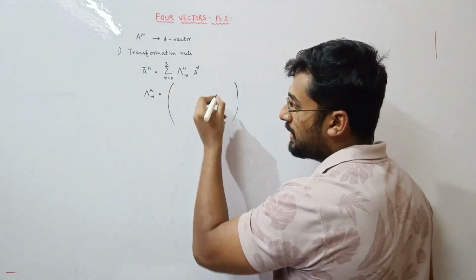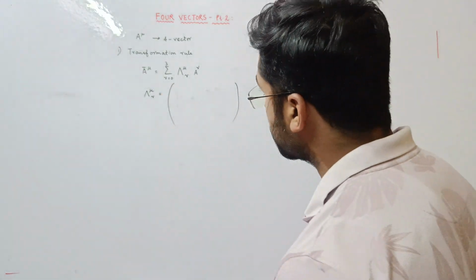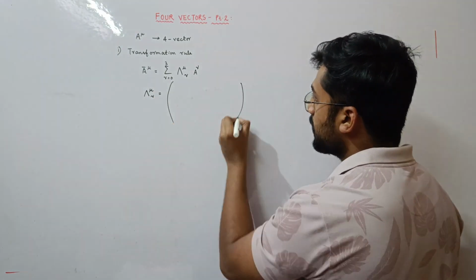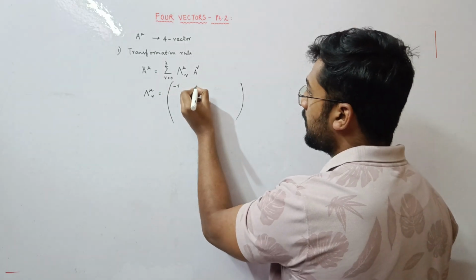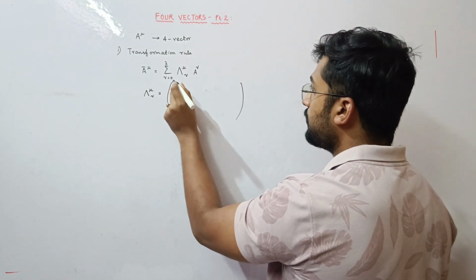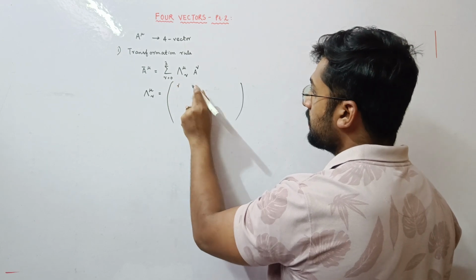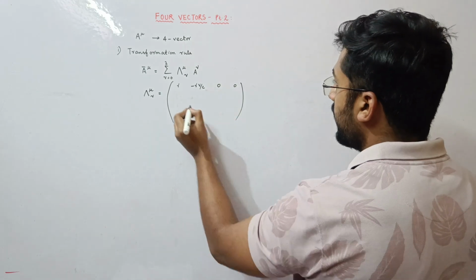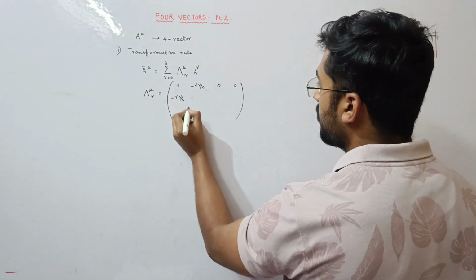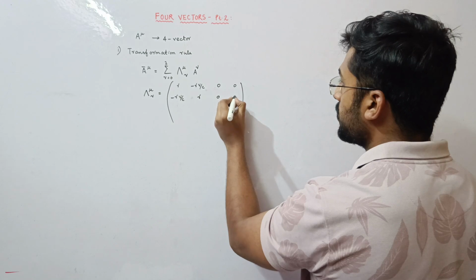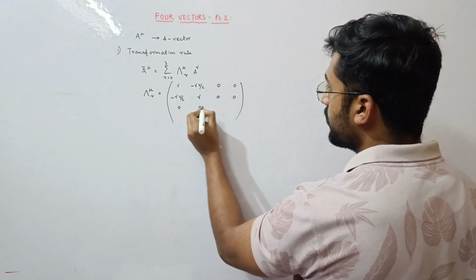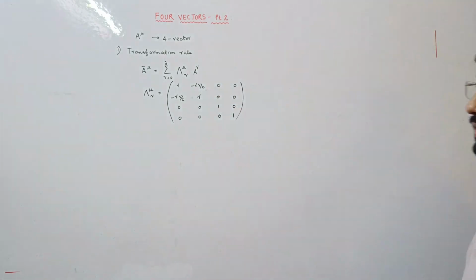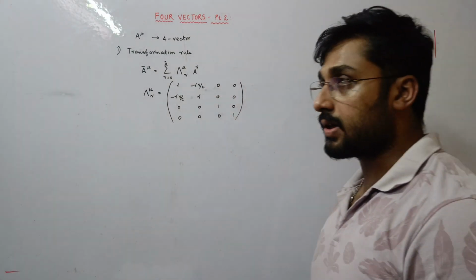It is basically a 4 cross 4 matrix. So it can be written as: the first row will be gamma, minus gamma V upon C, 0, 0; then the second row minus gamma V upon C, gamma, 0, 0; then in the third row 0, 0, 1, 0; and then 0, 0, 0, 1. So this is a Lorentz boost, or you can say a Lorentz transformation matrix.